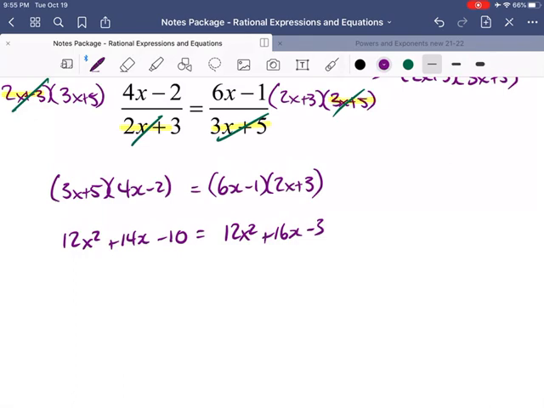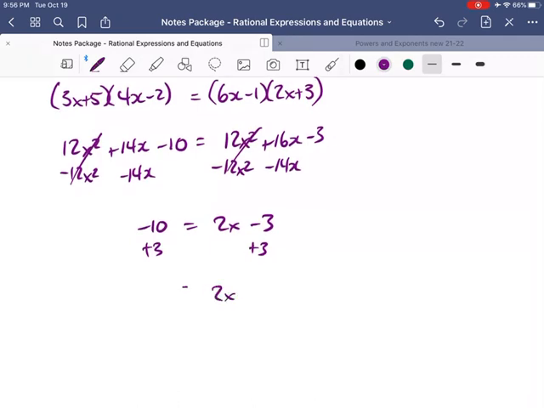So you're eventually going to make your way. If we subtract 12x squared from either side, it's nice that those will simplify. And if you subtract 14x, you're going to be left with negative 10 equaling 2x minus 3. And if you add 3 to each side, you're now at 2x equaling negative 7. So x is equal to negative 7 over 2.